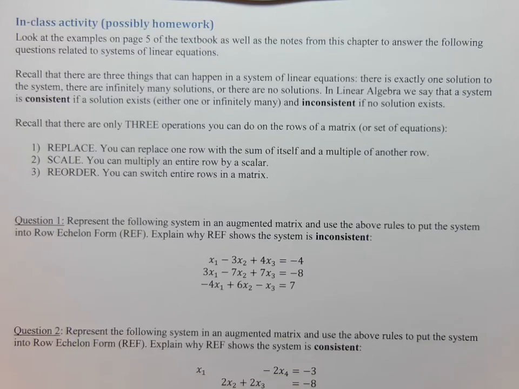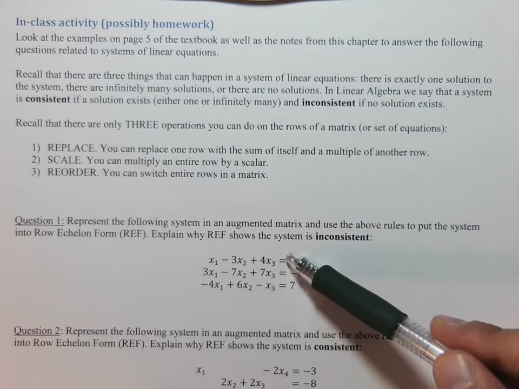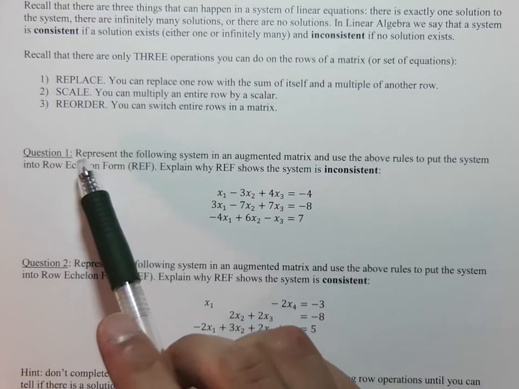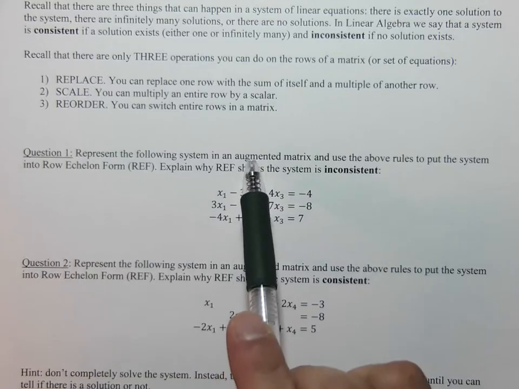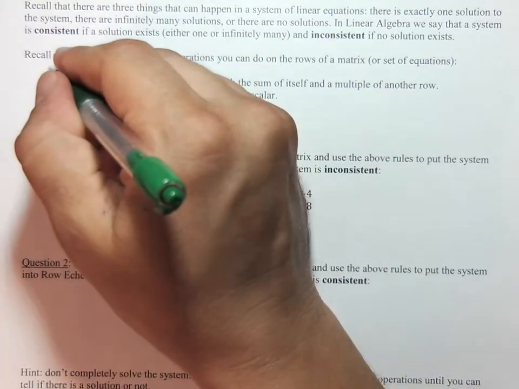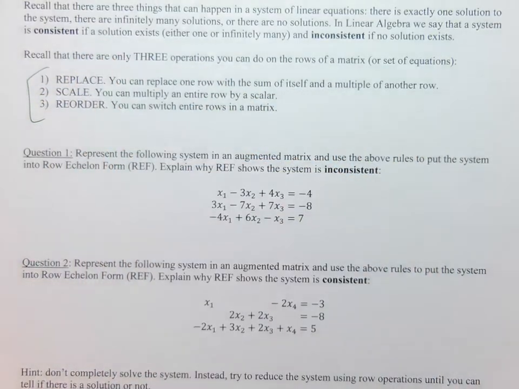I know there's a lot of words on this page, but what we're doing is we've got this system. Let's look at questions 1 and 2. We've got this system and this system. In this system, we're going to write it in an augmented matrix. We're going to use the above rules. These are the rules, the operations, we're allowed to do on a matrix.